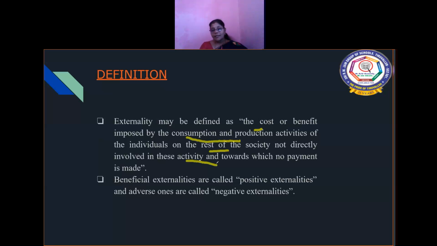Externalities arise from both production and consumption activities, and their impact could be beneficial or it may not be beneficial. Beneficial externalities are called positive externalities, and the opposite of that is called negative externalities.